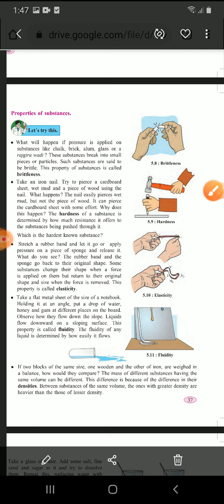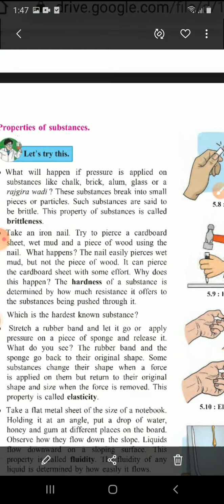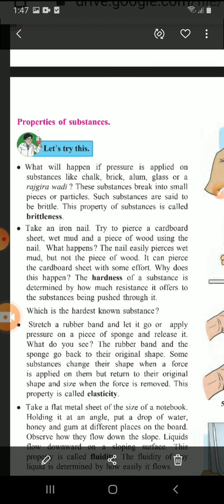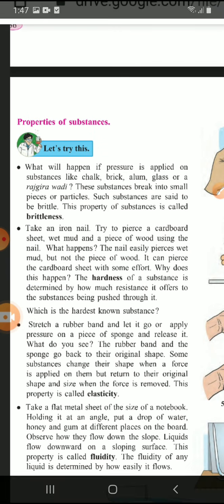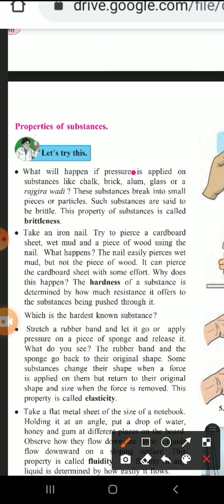Now open page number 37. Let us try this at our home. What will happen if pressure is applied on substances like chalk, brick, alum, glass, or rajgira wadi? These substances break into small pieces or particles.